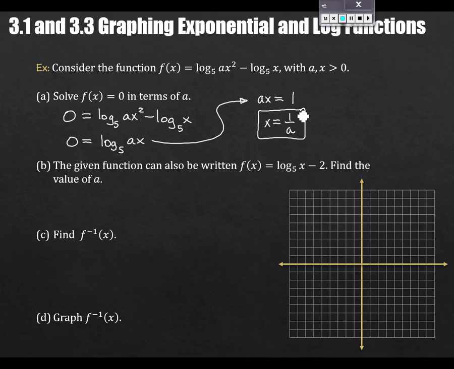Okay, great. All right, and then did you already do the next part? This function is apparently the same as this function? What? Wait, really? Log base 5 of ax, that's the same thing as log base 5 of x minus 2? How can that be? Would it just be x minus 2? Say it again. x minus 2 equals 3x.